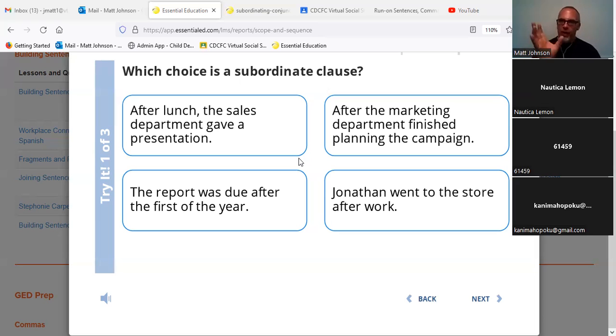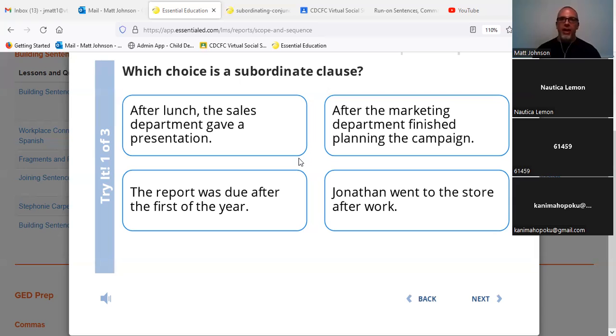If they're telling you it's a complete sentence, is it telling you anything? Are you actually deriving any information from it? No. All it's telling you is when something happened. After the marketing department finished planning the campaign. After the marketing department finished planning the campaign, comma, they went to lunch, or something like that.